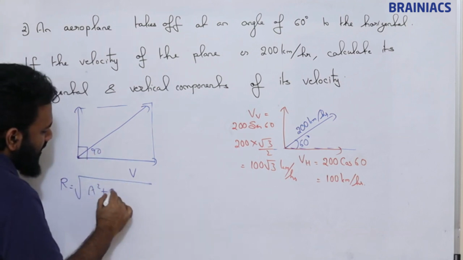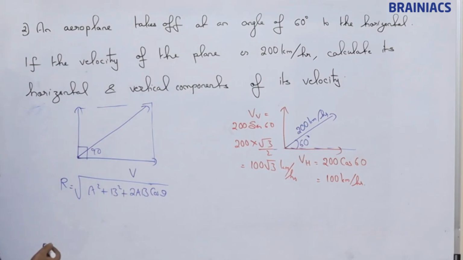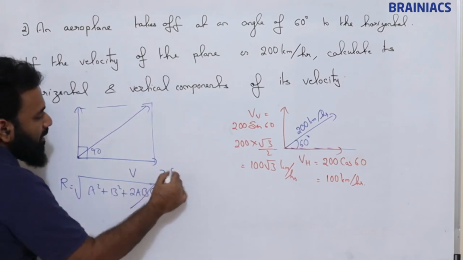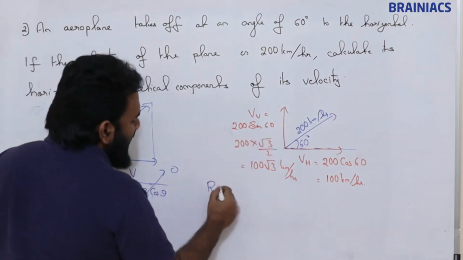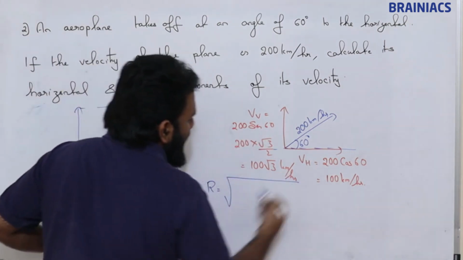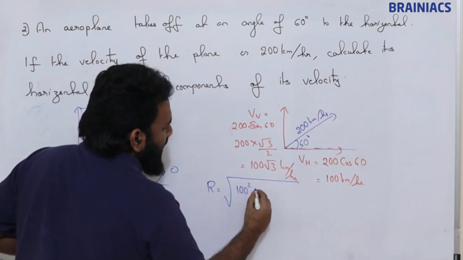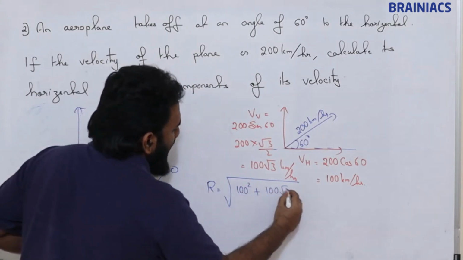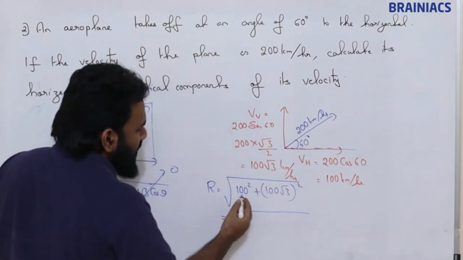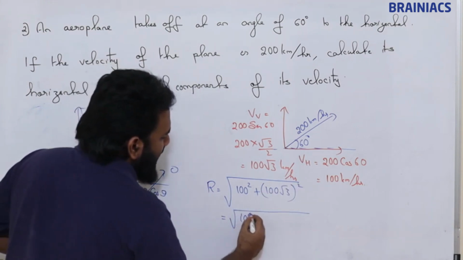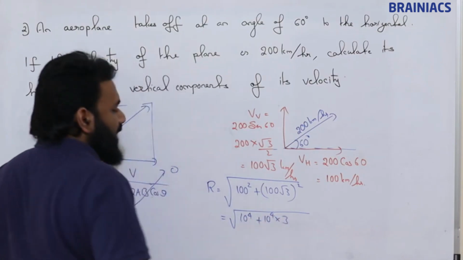Square root of A square plus B square plus 2AB cos theta. So cos 90 will become 0. So root of A square plus B square. So in this case, if we try to take the resultant, what are we going to get? Root of this square plus this square. So 100 square plus 100 root 3 the whole square. Correct. So what will happen? This will become 10 raised to 4. This will become 10 raised to 4 into 3.